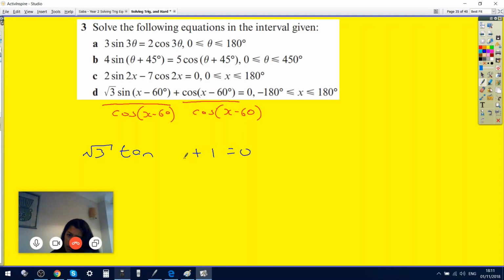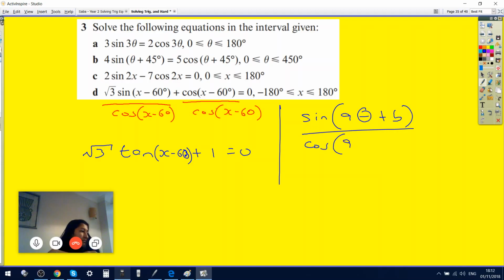I never moved it to the other side. Oh, no. But root 3 tan of what? Do you keep the x minus 60? Correct. X minus 60. And it's always true for that. So sine of, let's say, a theta plus b over cos a theta plus b will always be tan of whatever is in the brackets of both of them. In this case, it's like mx plus c, just a linear thing.